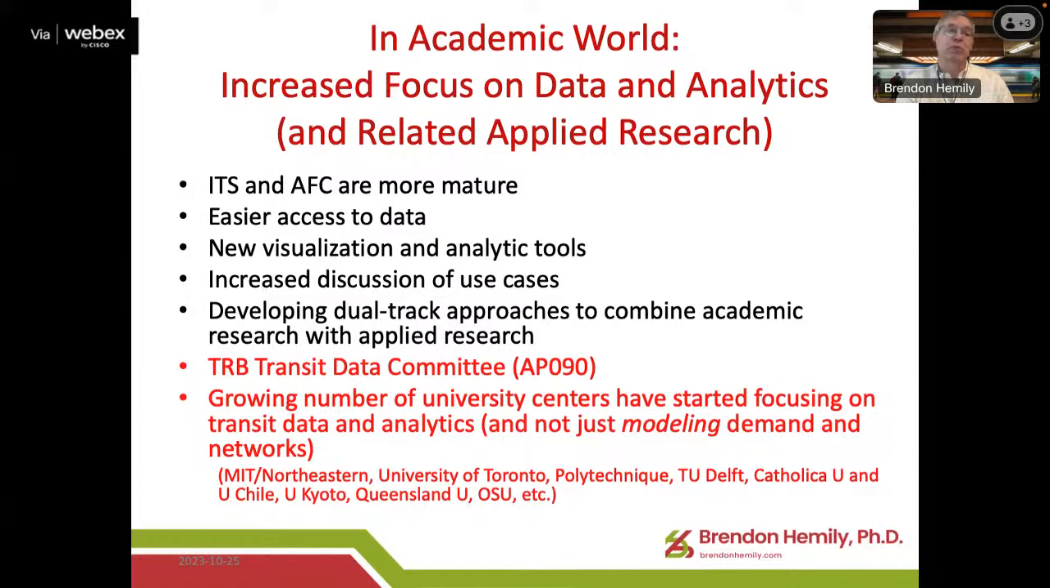And then there are things I'm going to highlight. Shout out to TRB, where I played a role in the creation of a transit data committee that has been super active in organizing webinars and bringing together academics, consultants, and practitioners that are interested in the use of data. And there's a small but growing number of universities that really are putting an emphasis on transit applications using transit ITS data. And I've listed a couple of the initial ones that were involved in some of the early workshops.